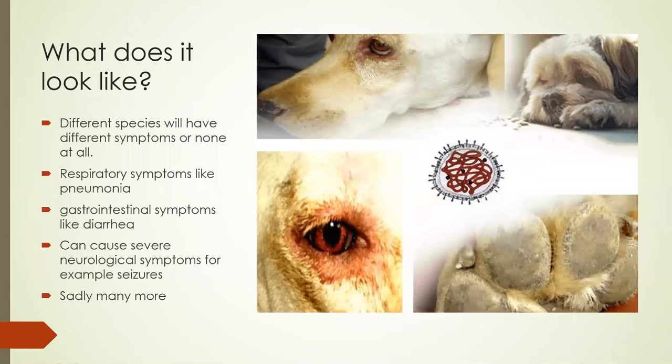What does it look like? Different species will have different symptoms or none at all, as I stated in the last slide. Common symptoms among the species are respiratory symptoms like pneumonia, gastrointestinal symptoms like diarrhea. They can cause severe neurological symptoms, for example, seizures, and sadly, many more.